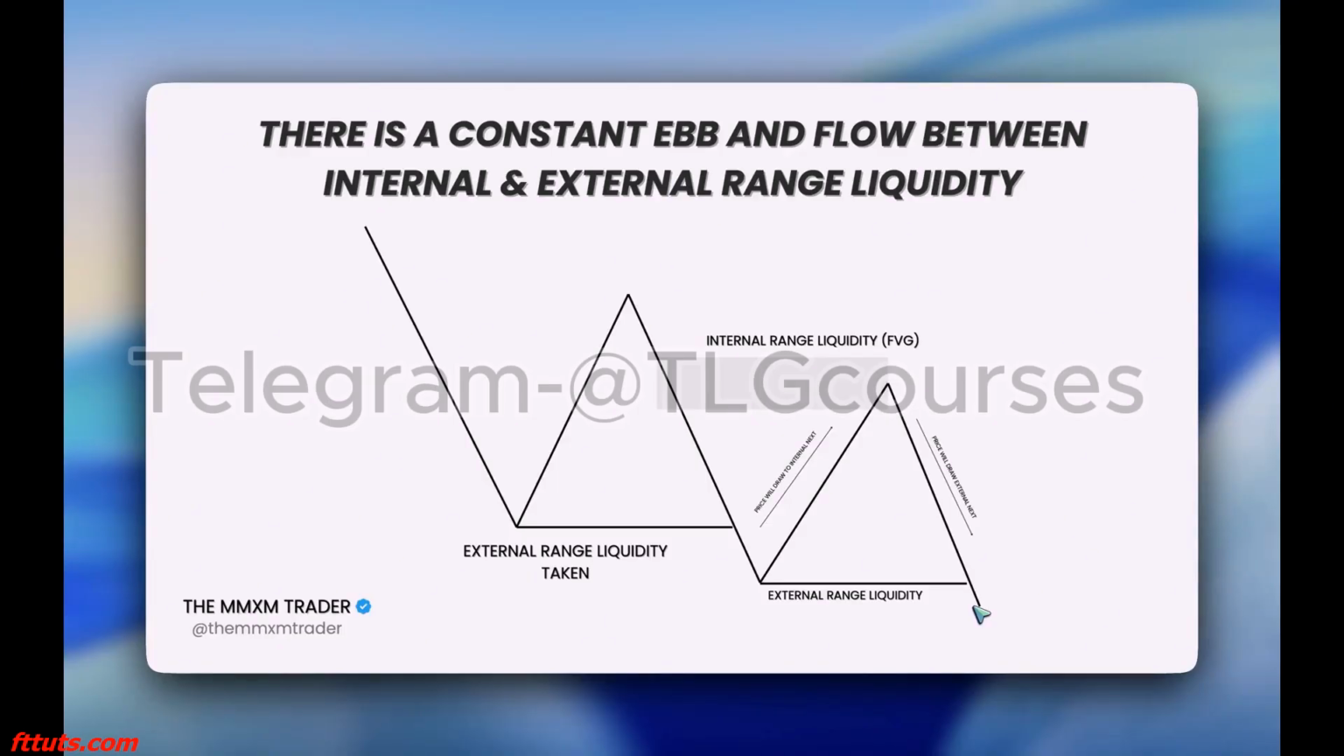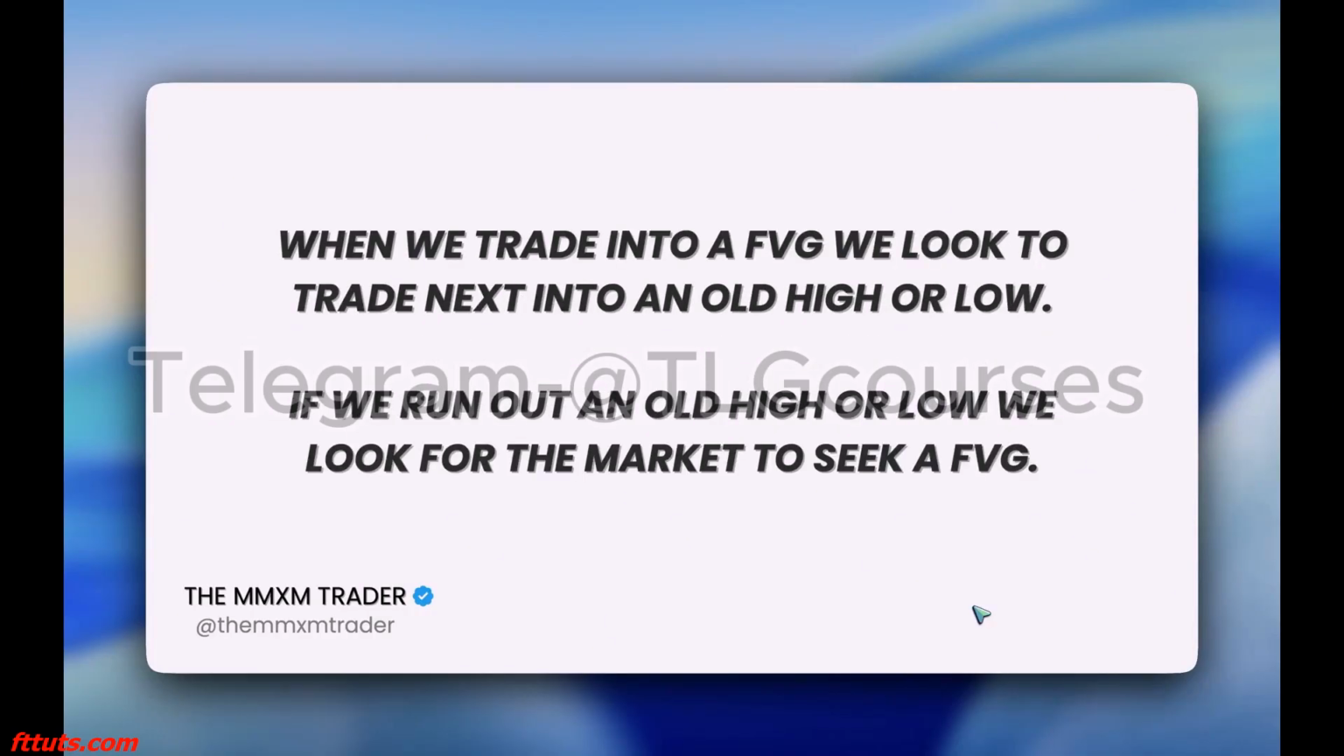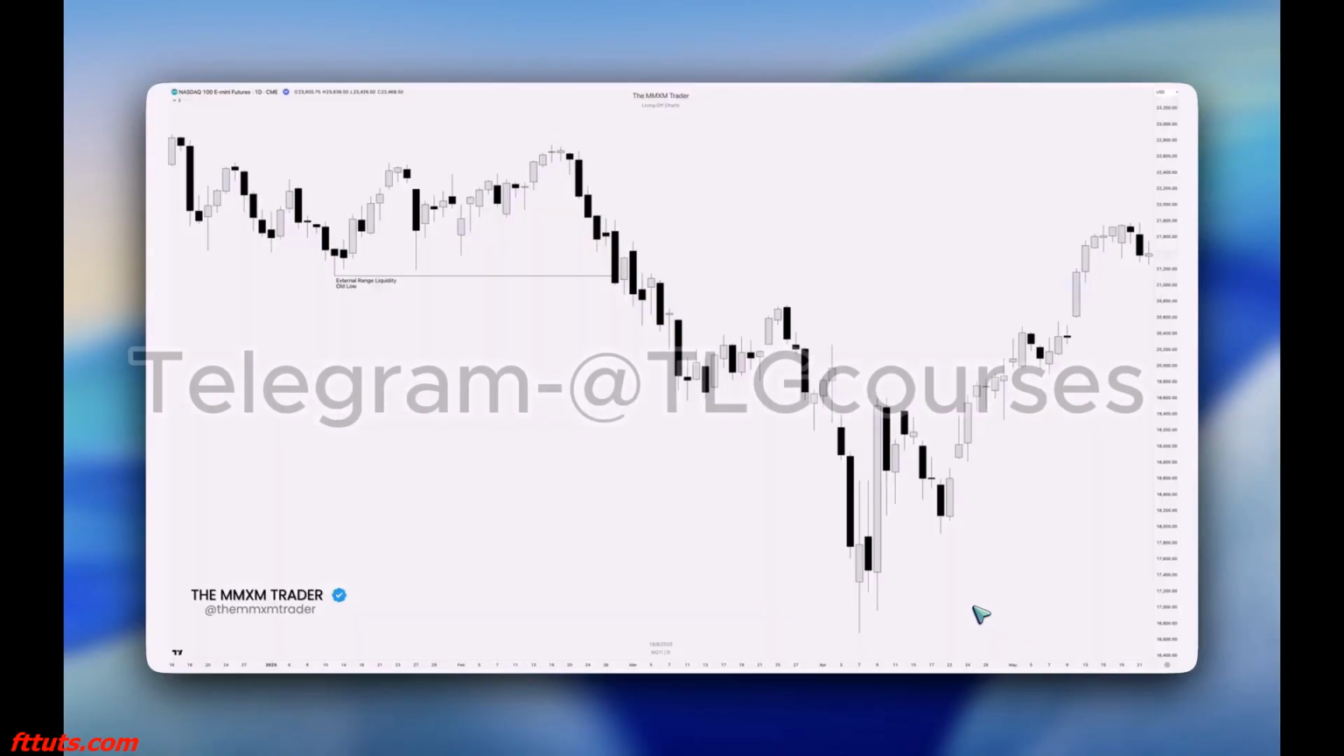And this is extremely important in deriving a higher time frame bias as well. This is one of the building blocks to building a bias, okay? The market only does two things. It's either seeking to rebalance an imbalance, some kind of imbalance that can include volume imbalances and new week opening and day gaps, or it's running liquidity at old highs and lows. When we trade into a fair value gap, we then next look for an old high or low, so internal to external. If we run out an old high or low, we then look to seek a fair value gap. So that would be external to internal range liquidity, okay?